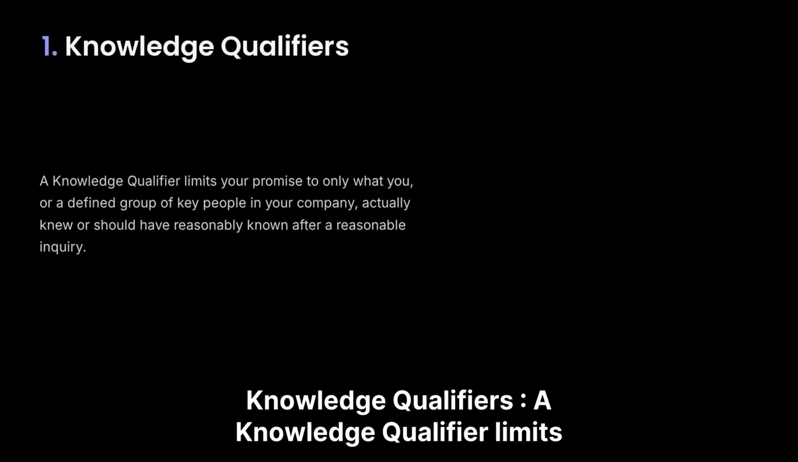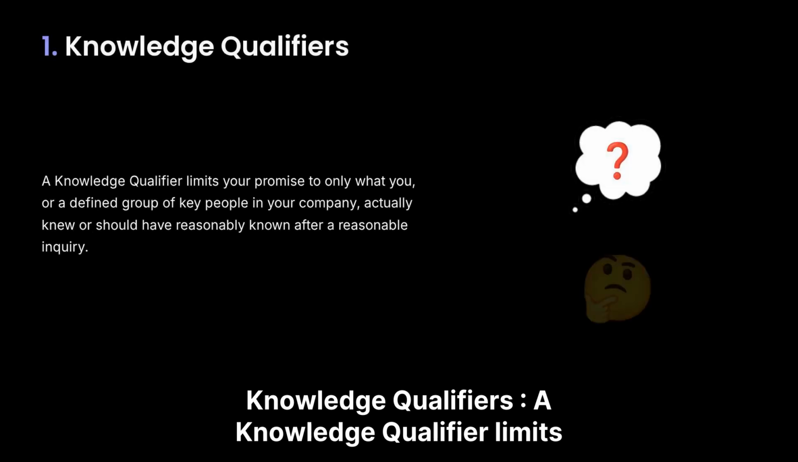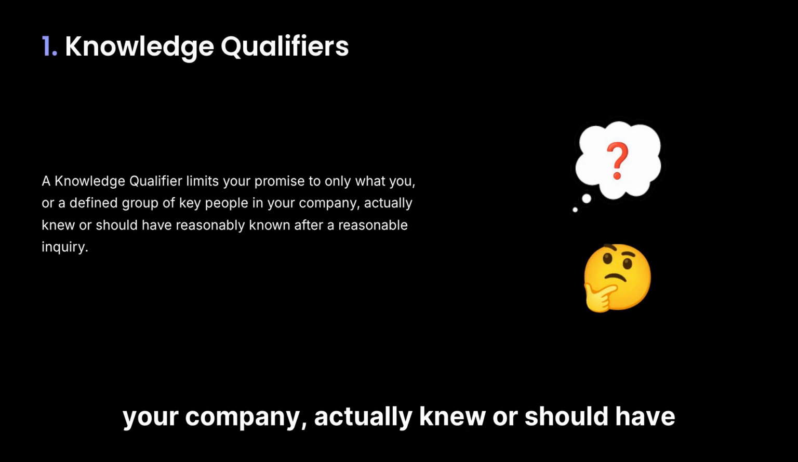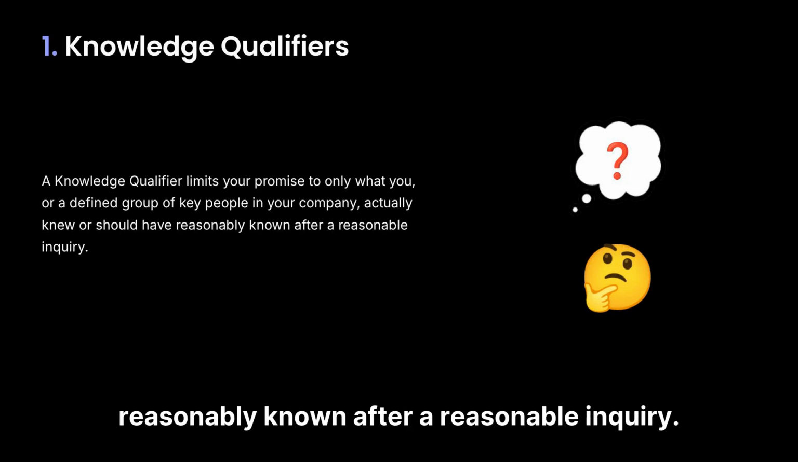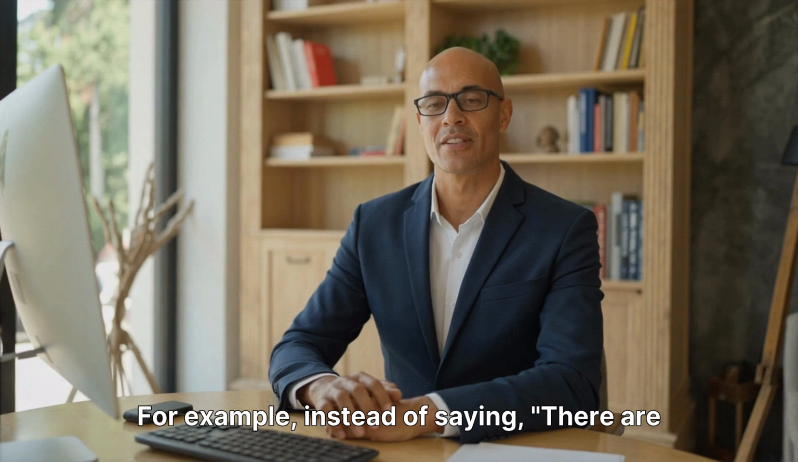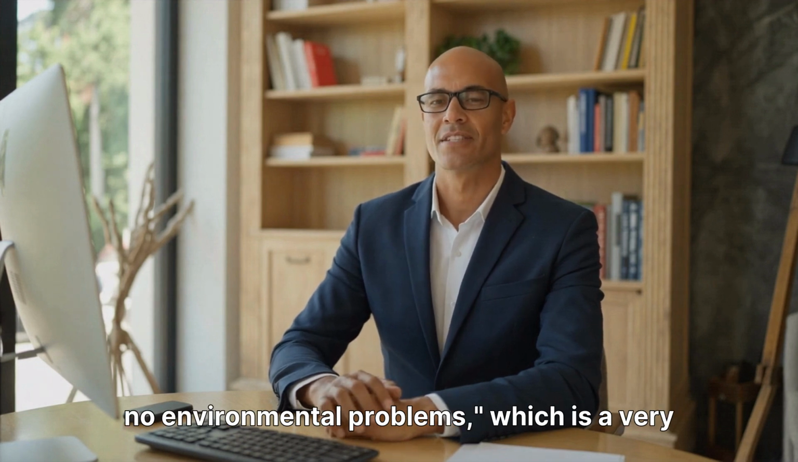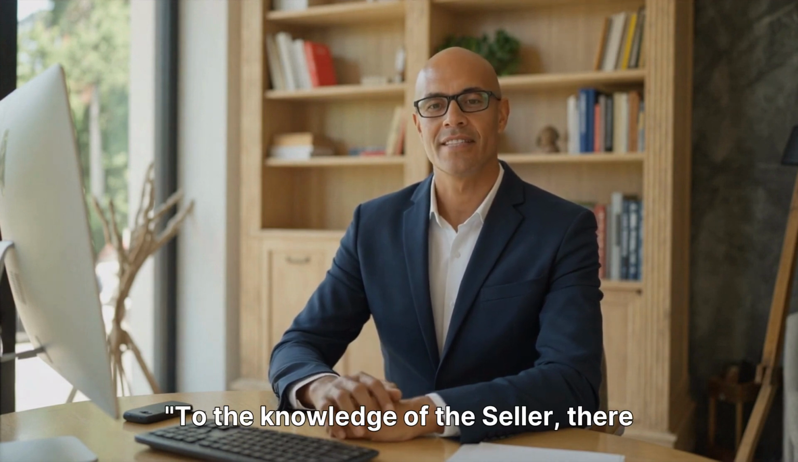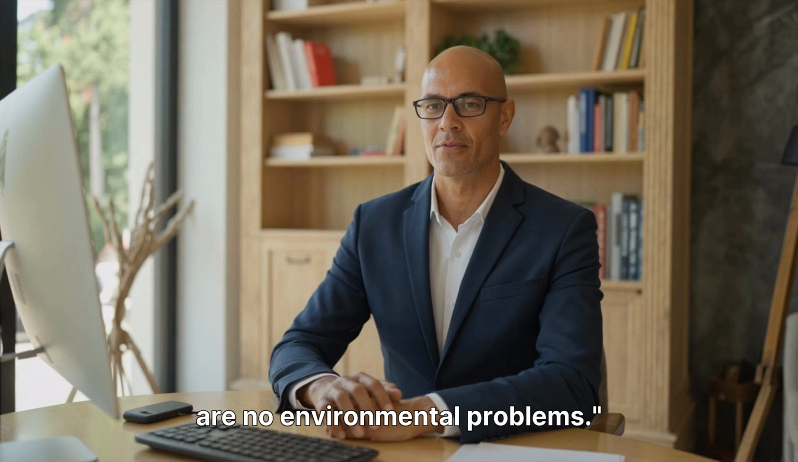One, knowledge qualifiers. A knowledge qualifier limits your promise to only what you or a defined group of key people in your company actually knew or should have reasonably known after a reasonable inquiry. For example, instead of saying there are no environmental problems, which is a very broad promise, you'd qualify it to say, to the knowledge of the seller, there are no environmental problems.